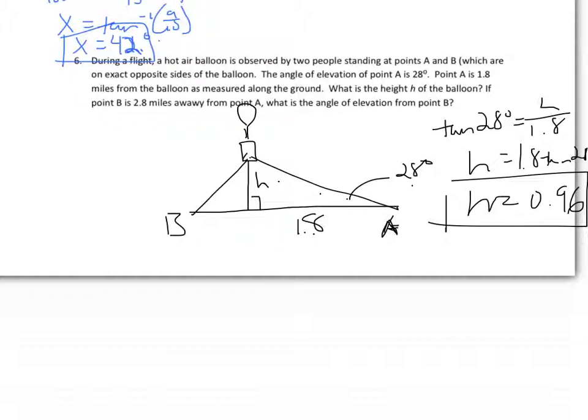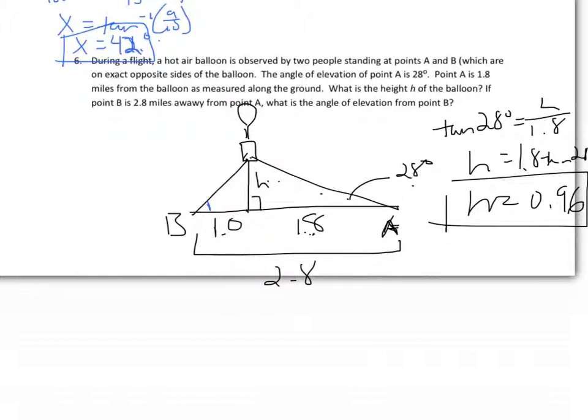The second part of this, besides finding the height, I also want you to know that point B is 2.8 miles away from point A. So if this whole thing is 2.8, and we know this little part's 1.8, then we know that this side over here from B to the balloon is going to be 1.0. So 1 mile exactly away. And we already know the height is 0.96 miles. We want to know what the angle of elevation is. So we know this, and we know this, and what we want to find is this angle right here.